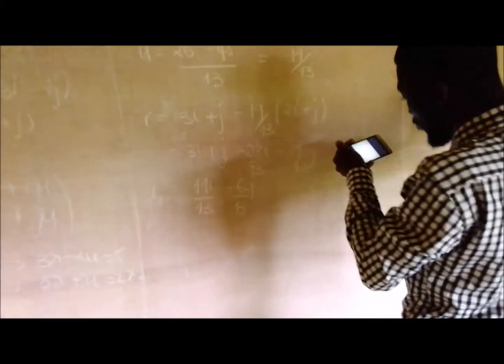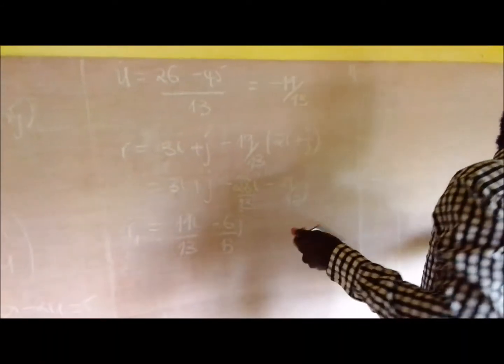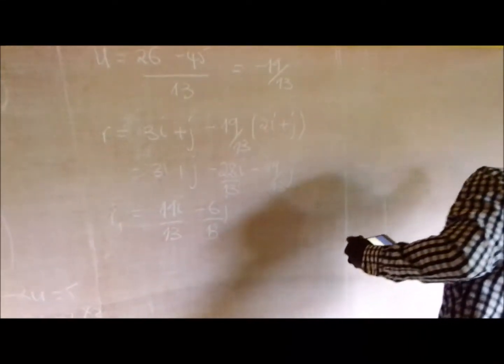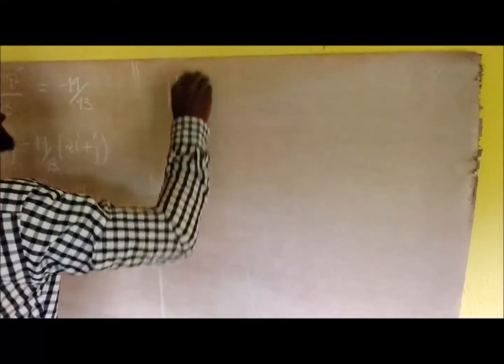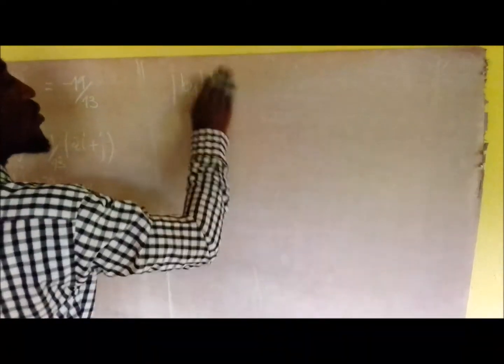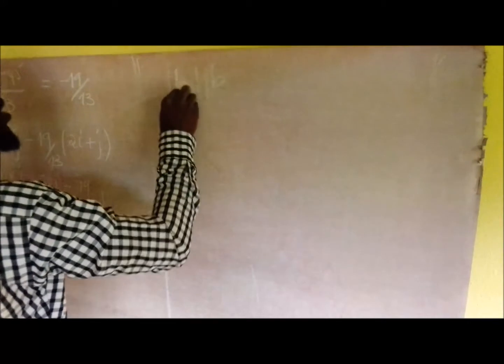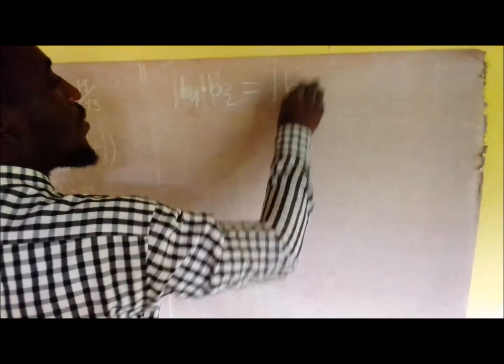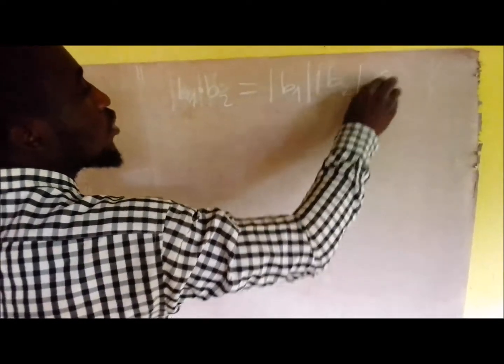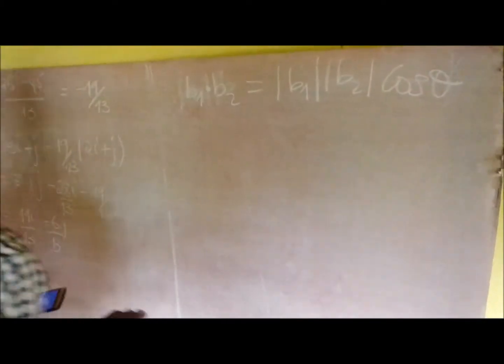Now I want to continue to find the cosine of the angle between the two lines. To find the angle between two lines, we make use of a formula. We have B1 dot B2, that's the scalar product, equals magnitude of B1 times magnitude of B2 times cos theta, where theta is the angle between them.